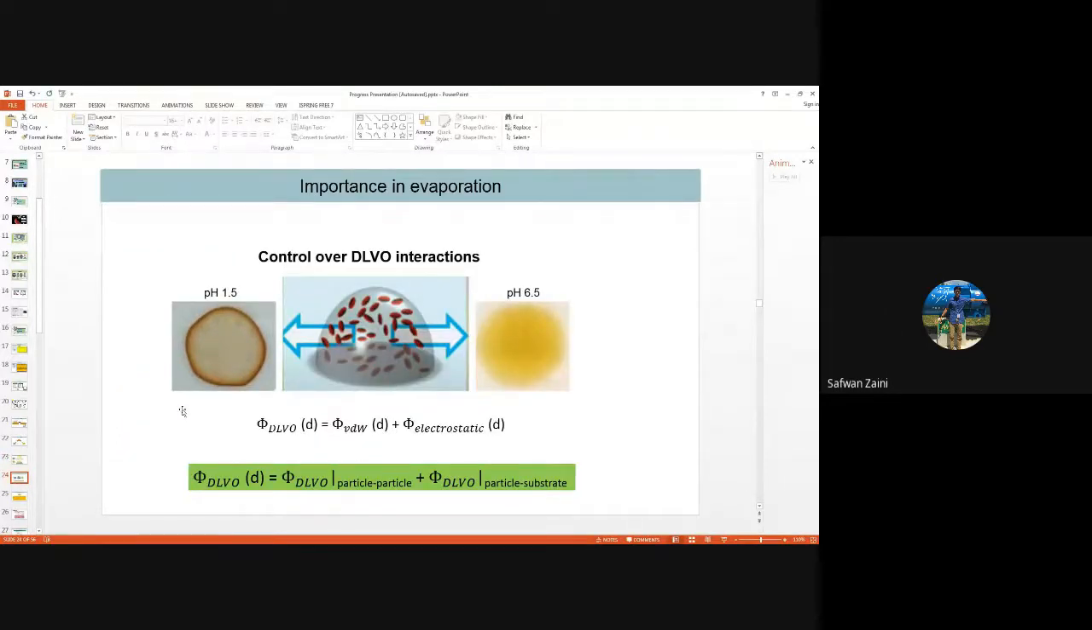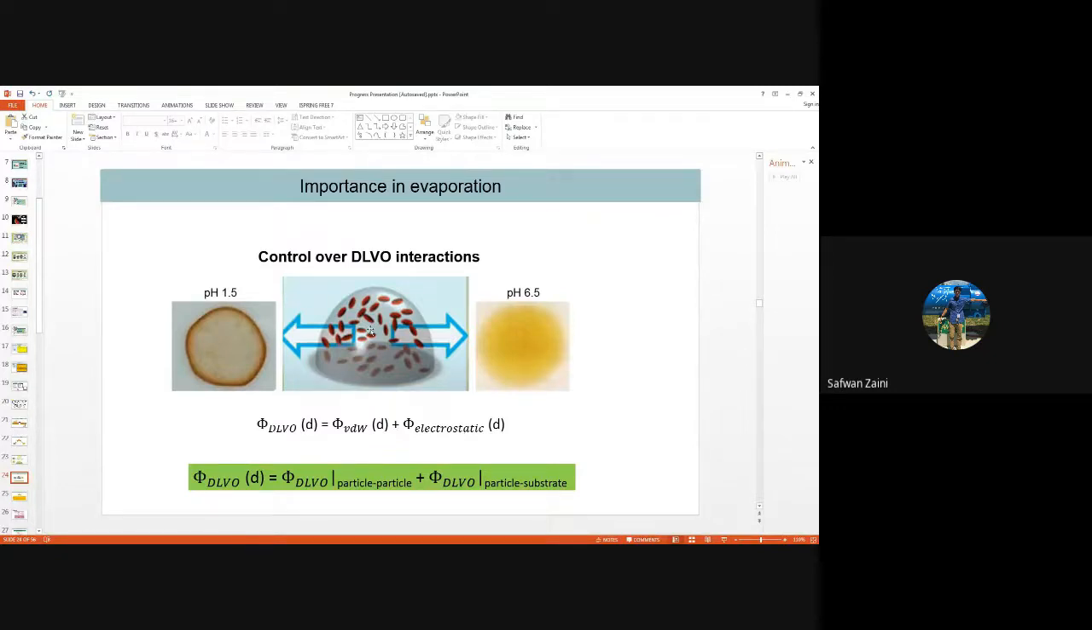So in a problem such as the drying of droplets, at pH 1.5 we get a coffee ring effect, and at pH 6.5 we get a more uniform deposition. This can be explained based on the DLVO interaction, which is essentially the total interaction, the summation of the van der Waals force of attraction and the electrostatic double layer interaction.